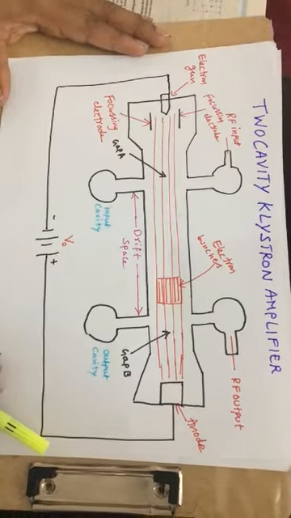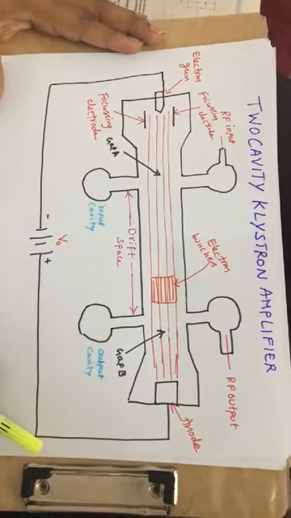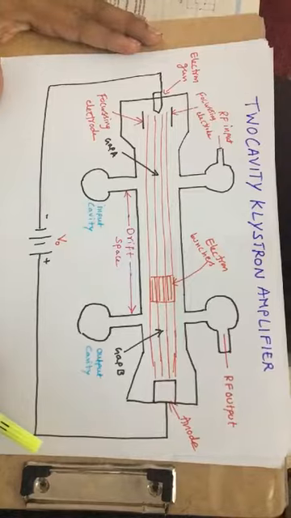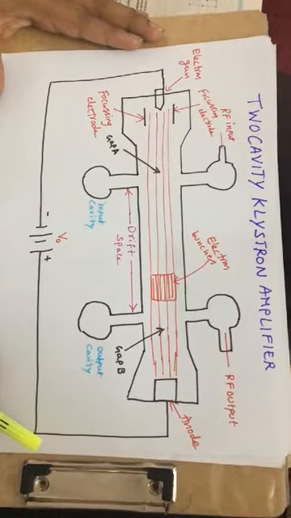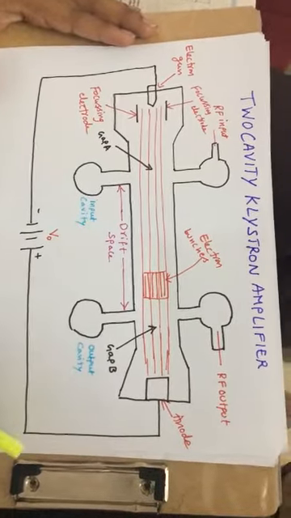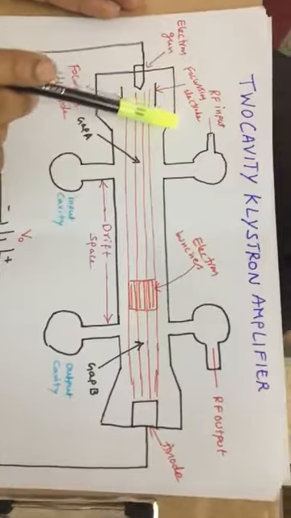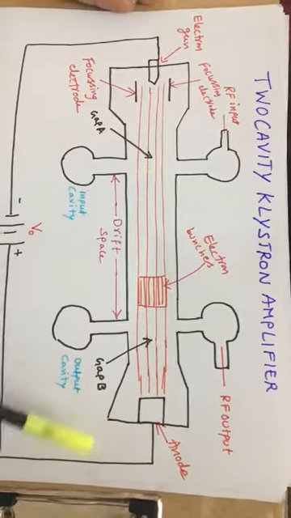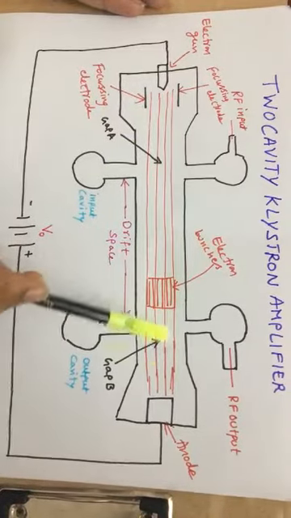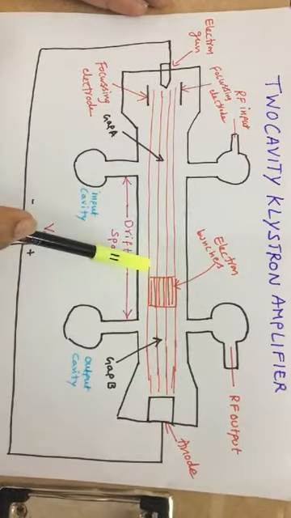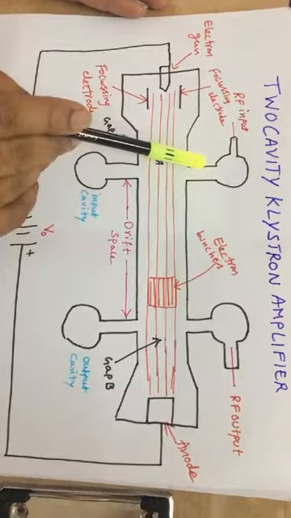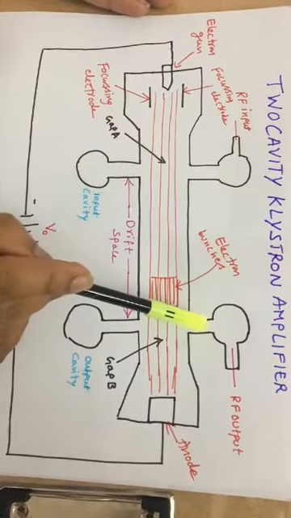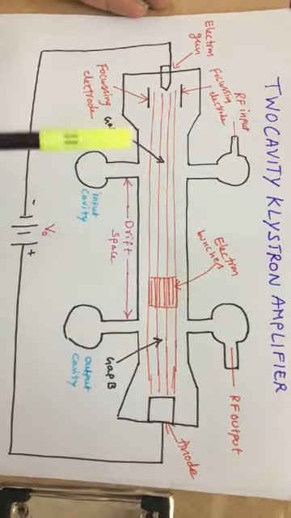Good morning, students. Today I would like to explain the two cavity klystron amplifier structure and working. This figure shows the two cavity klystron amplifier. A klystron amplifier is basically a vacuum tube. In this, two cavities, namely the input cavity and the output cavity, are used.